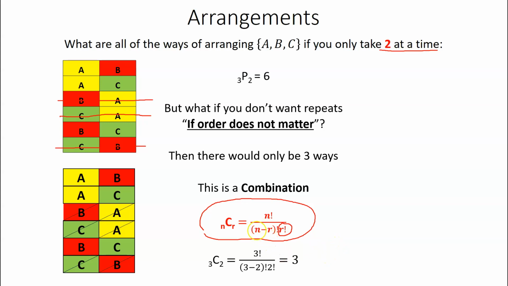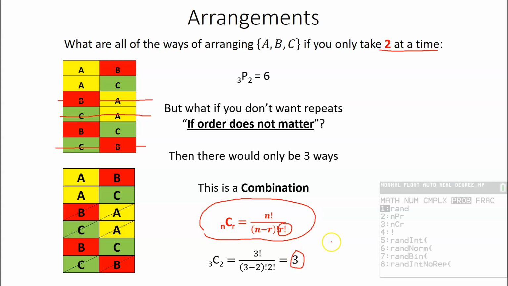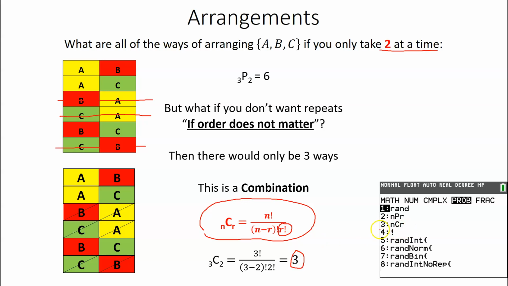But again, this is on your graphing calculator. You probably won't be using the formula. I just wanted to point out the fact that you get a smaller number with a combination than you do with a permutation. Same spot in the math button under probability, except it's choice number 3.